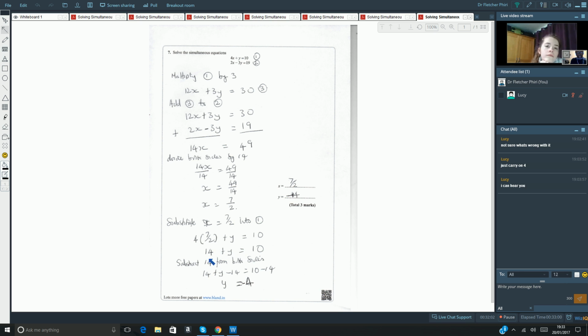What I need to do is subtract 14 from both sides so that I can have y. So that's what I've done here. 14 plus y, take away 14, is equal to 10, take away 14. So this side here, this cancels with that, gives me y, and 10 minus 14 will give me minus 4. So the answer is y is equal to minus 4. So the answers for this are x is equal to 7 over 2 and y is equal to minus 4.